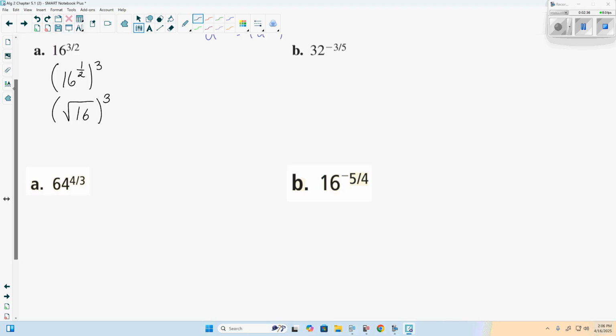Questions on this so far? Questions on how we got to this point? Because just trying to go from 16 to the 3 halves or 16 to the 1/2, it might be hard for us to see what that is. But really, 16 to the 1/2 is the same as saying the square root of 16. What times itself is 16? 4.